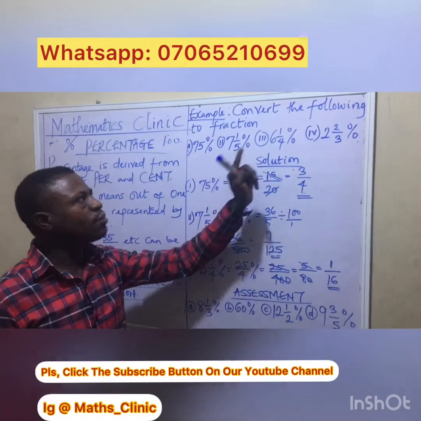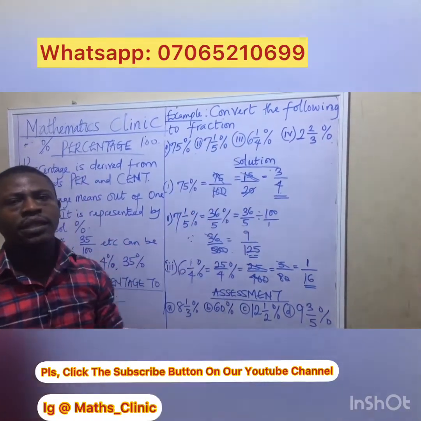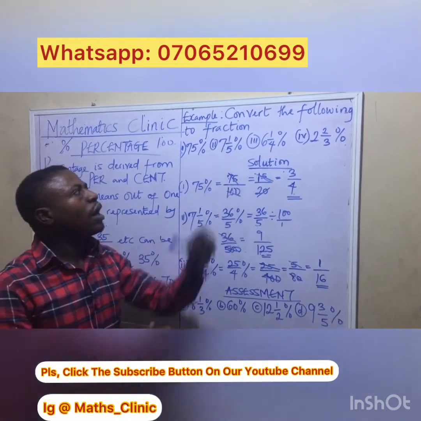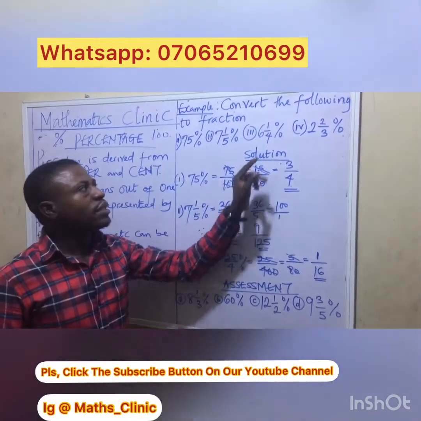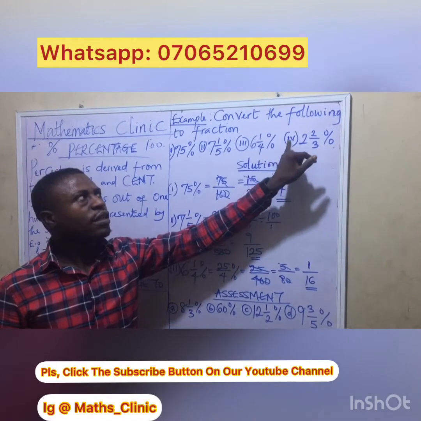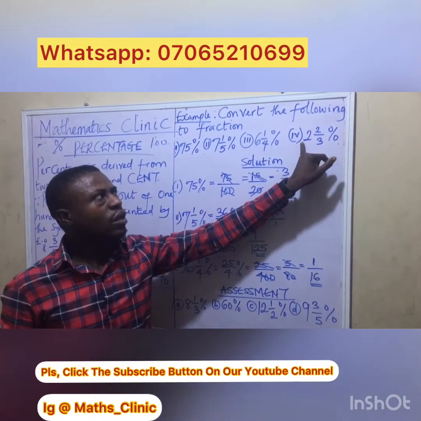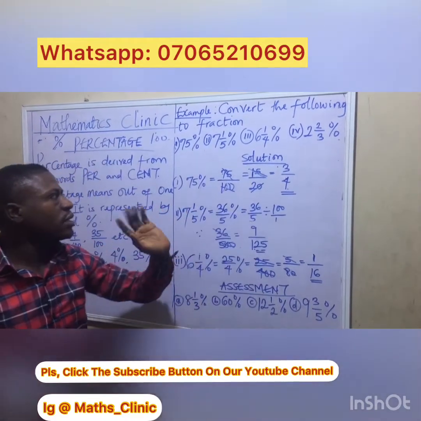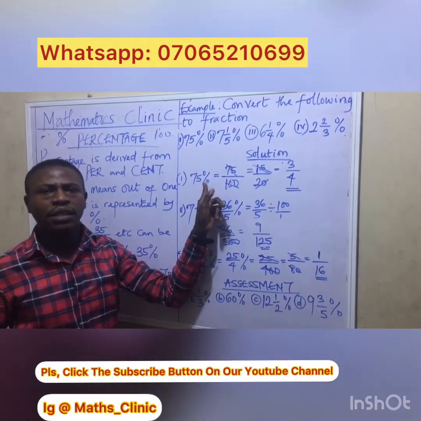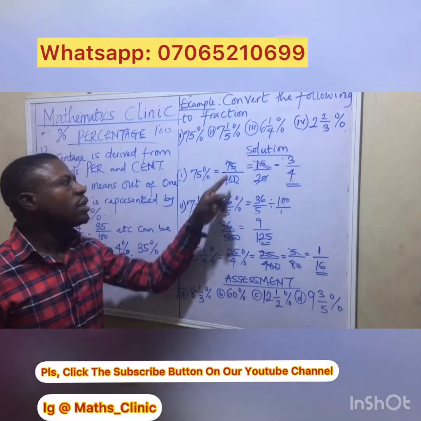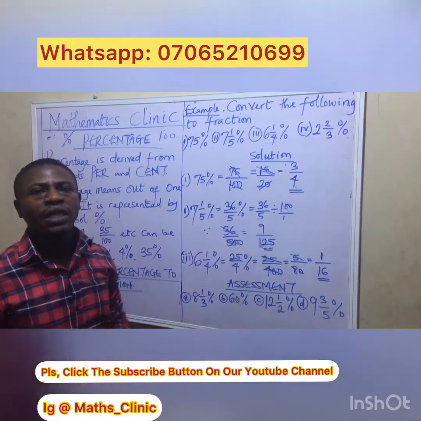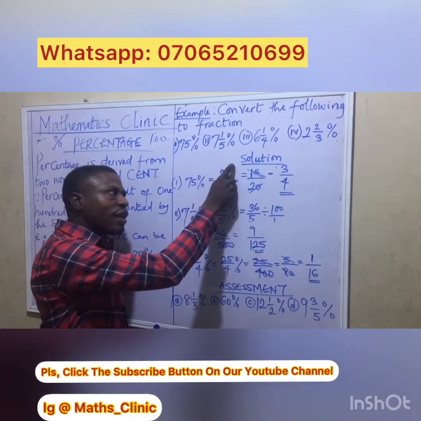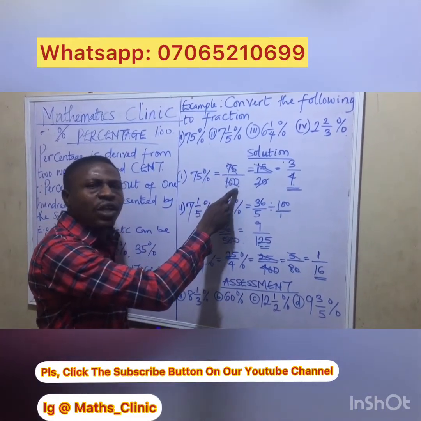Now, let's look at this example. Convert the following percentages to fractions: 75%, 7 whole number 1 over 5%, 6 whole number 1 over 4%, 4 whole number. Now, this other one, 2 whole number 2 over 3%. Now, let's look at it. 75% is also the same as what? 75 over 100. Now, let's look for that factor that will divide this 75 as well as divide 100.